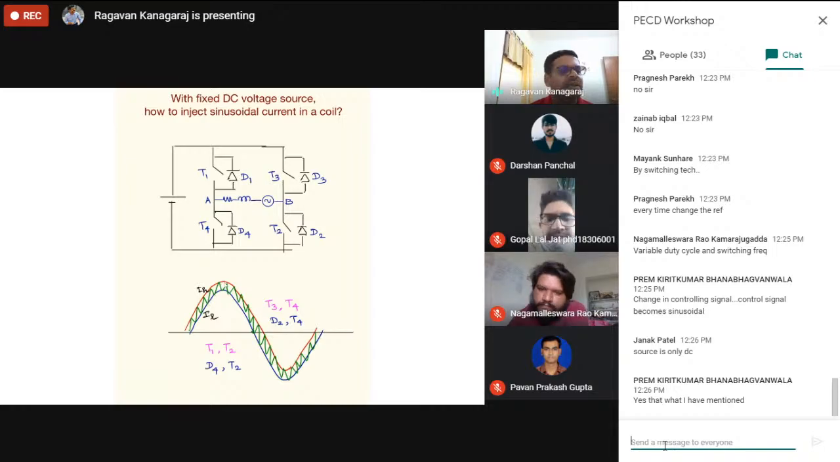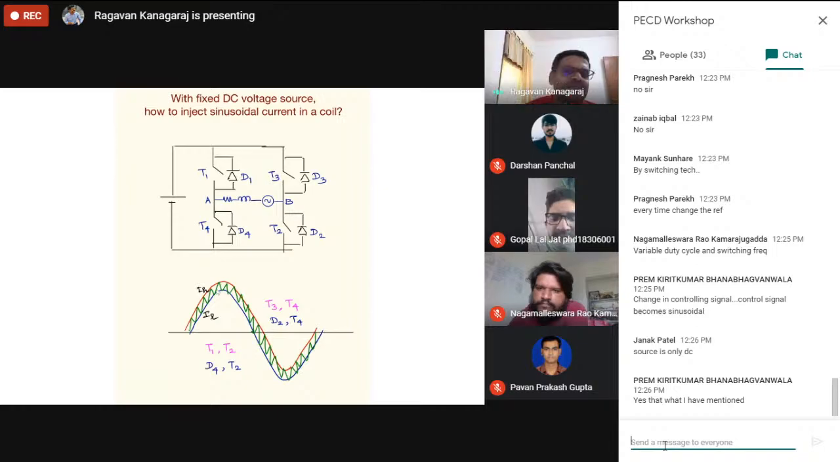So the band will be decided around the reference current, and the reference current will be changed with time. Whereas in the quasi square waveform, the reference current is maintained as 10 ampere and the band is decided around the 10 ampere. So we are not changing the source.